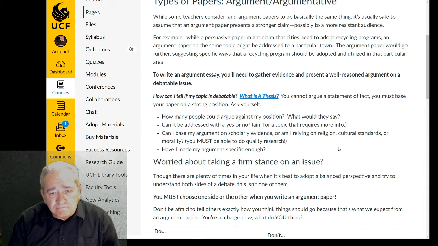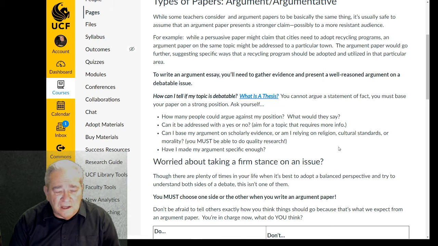So how are people going to argue the position? Can it be addressed with a yes or no? If it's just simply a yes or no and takes care of it, it's not worth the debate. Simply because it doesn't have any real purpose for developing a debate like that. If it's a yes or no, that's very limiting when it comes to the issue.